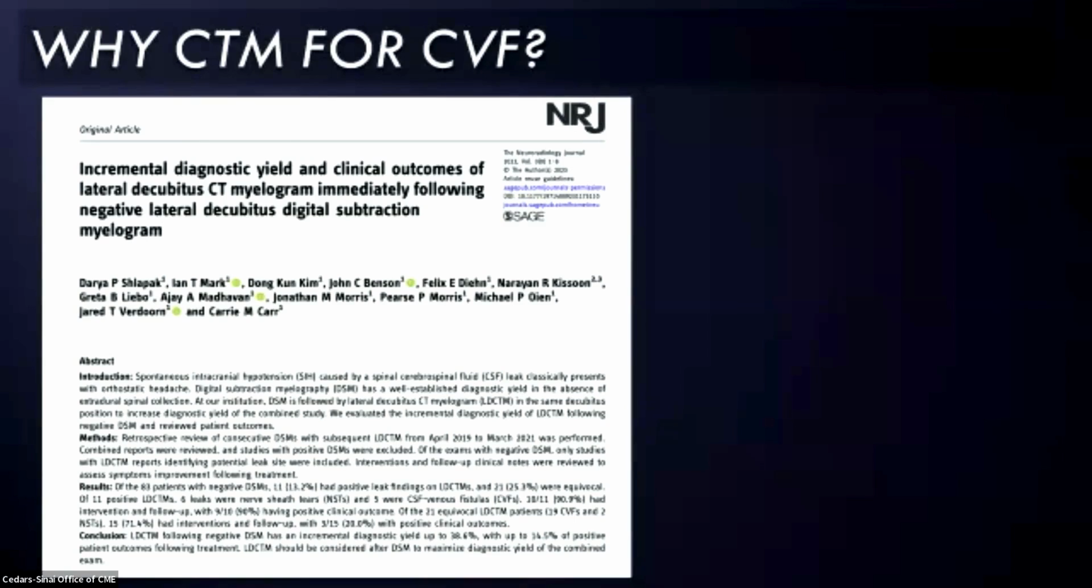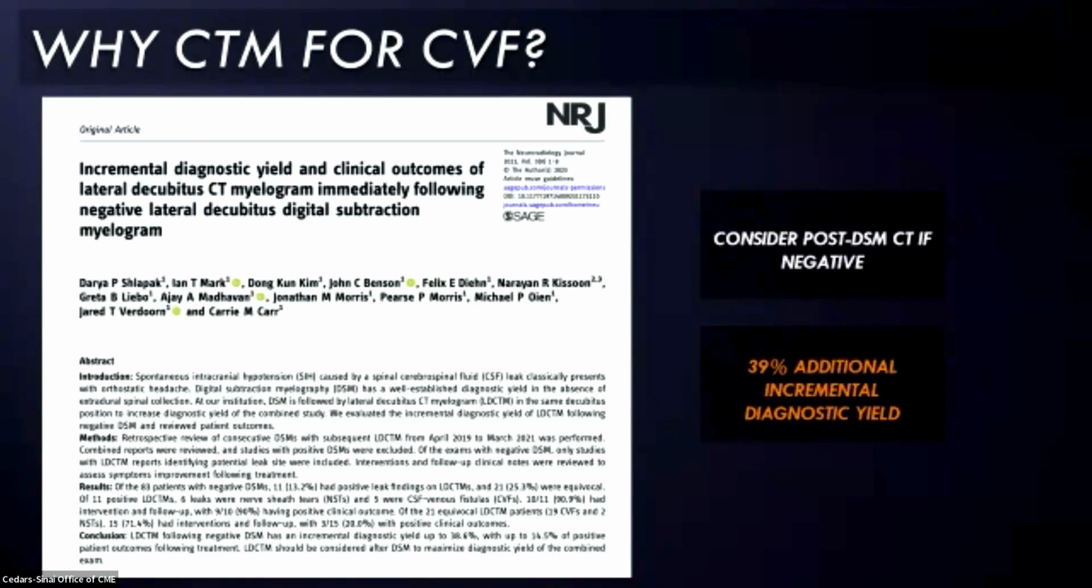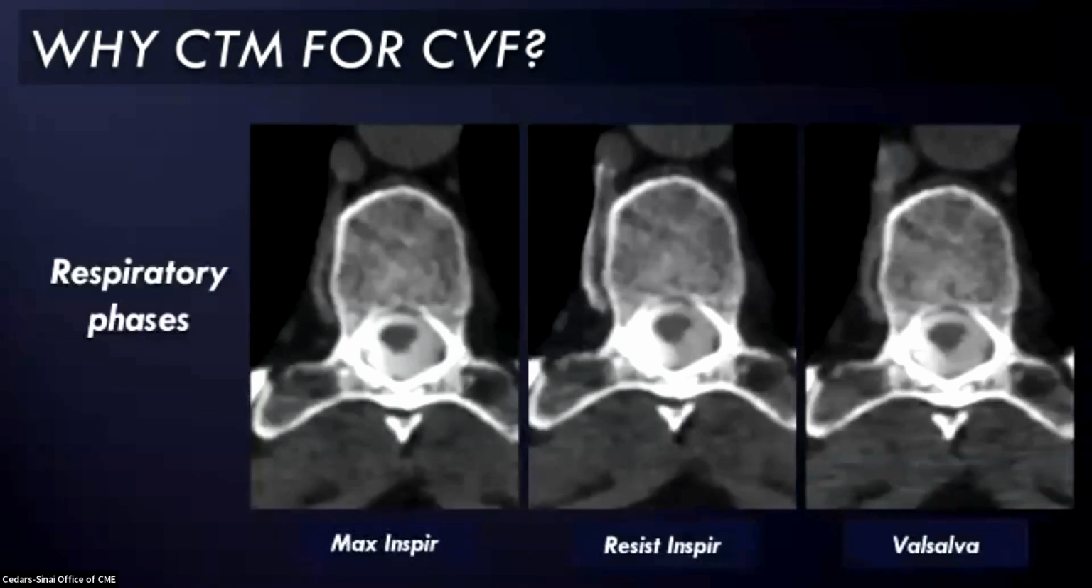I thought this was interesting. This is a paper out of the Mayo Clinic looking at the incremental diagnostic yield of lateral decubitus CT myelogram immediately following a negative DSM. So there may be a role for both in some cases. If you do a DSM, which I think is fine, and you don't see it, sometimes doing a CT can be helpful, because in this study they found a 39% additional incremental diagnostic yield. So of the ones that were negative, they found a fistula in 39% of those cases.